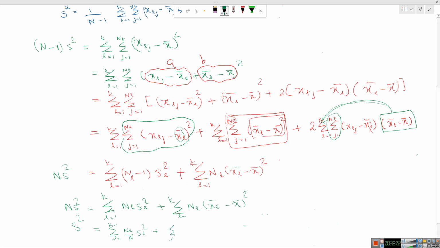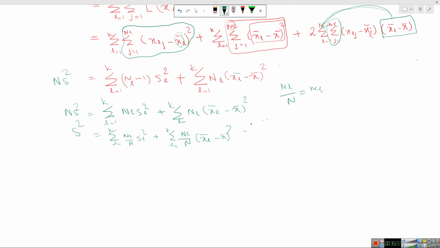So summation i equals 1 to k ni divided by n times (xi bar minus x bar) whole squared, right? Now we have already taken ni divided by n equal to wi, so we can just substitute that here. So this becomes s squared equals summation i equals 1 to k wi si squared plus summation i equals 1 to k wi (xi bar minus x bar) whole squared, right?